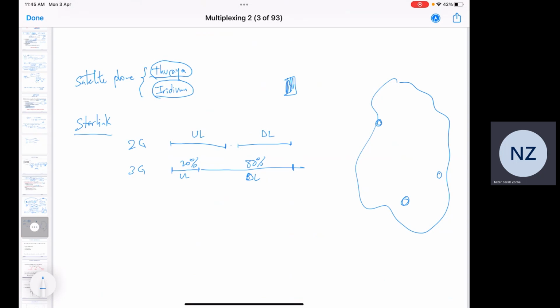Okay, good. So in 2G, what was the main usage? Phone call. And for a phone call, you need uplink and downlink. This is why it was 50-50.